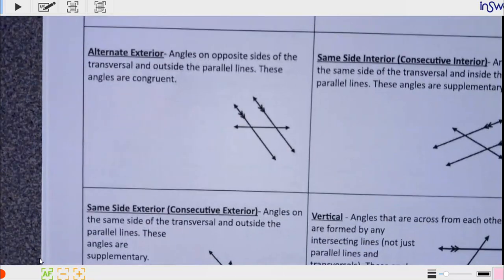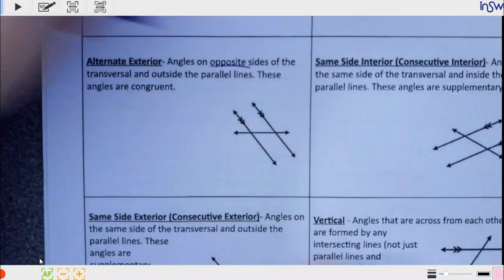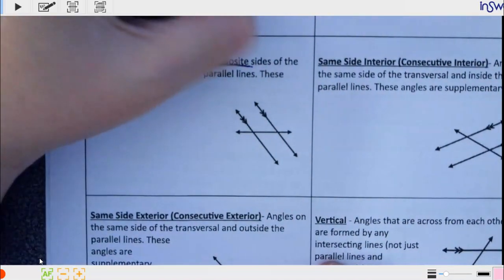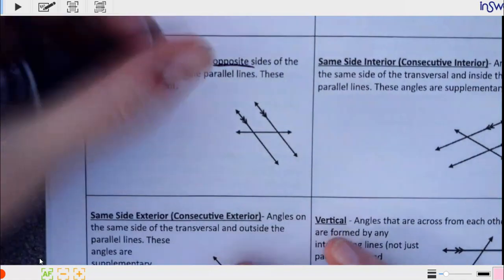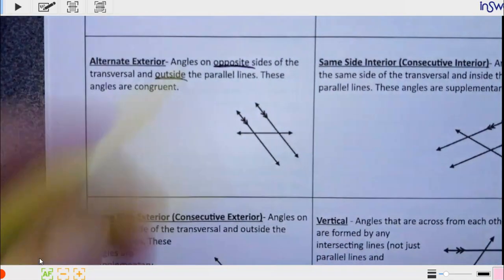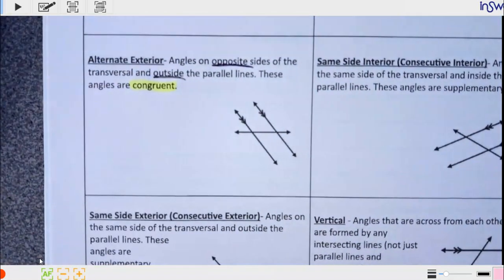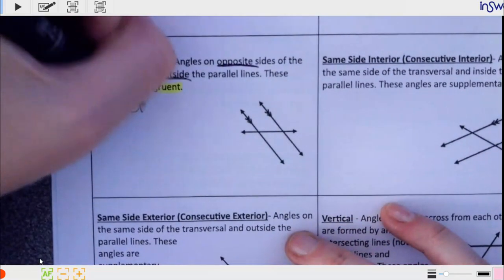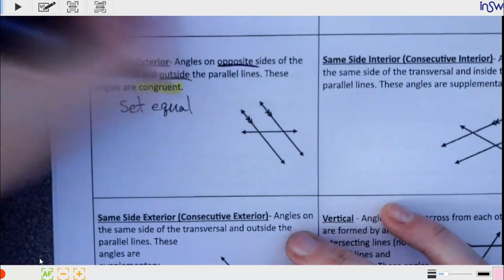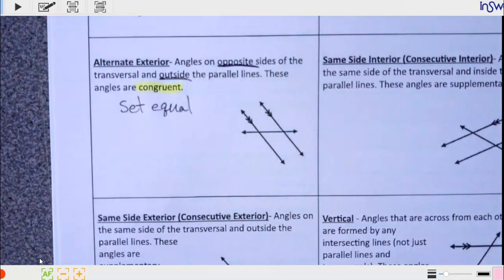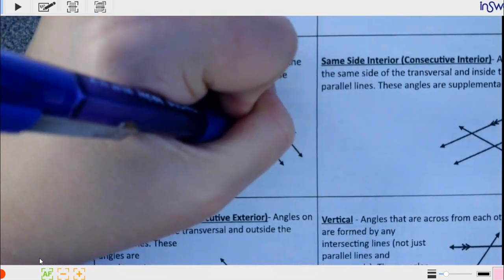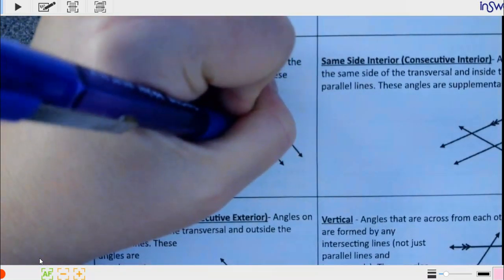All right, let's move on to this one. These are on opposite sides of the transversal, and they are outside the parallel lines, which means they're on the exterior. These are also congruent. So we're going to highlight the word congruent, and congruent means to set equal. All right, so if we have angles that are, I'm just going to pick this one to start with.